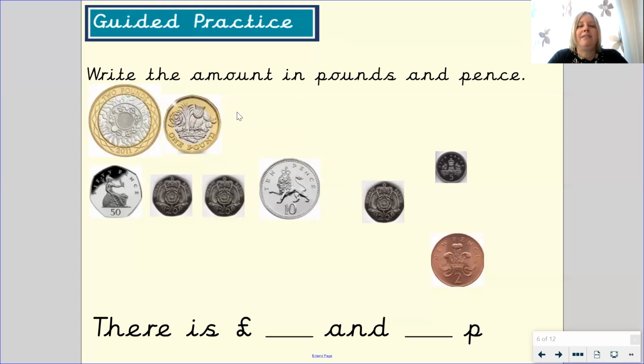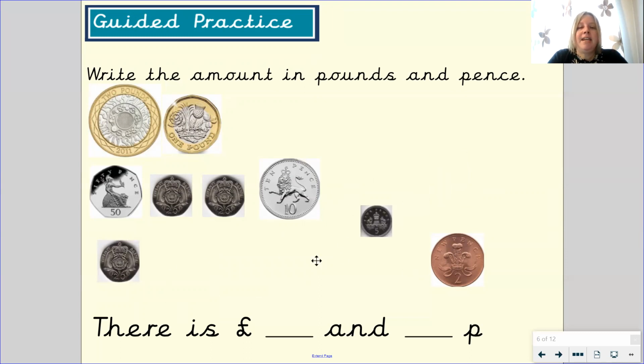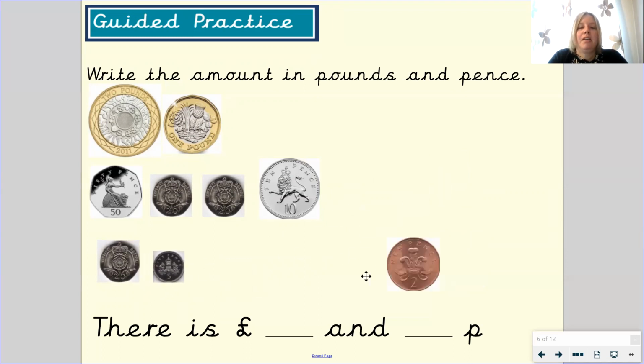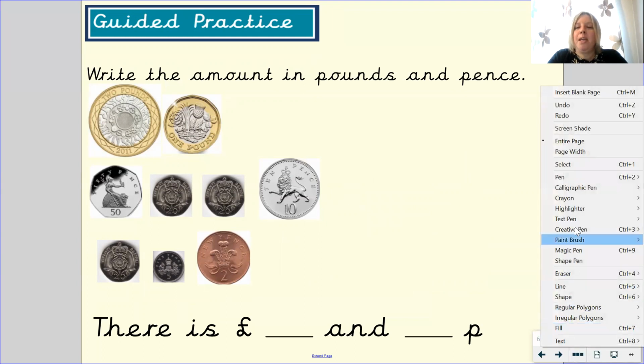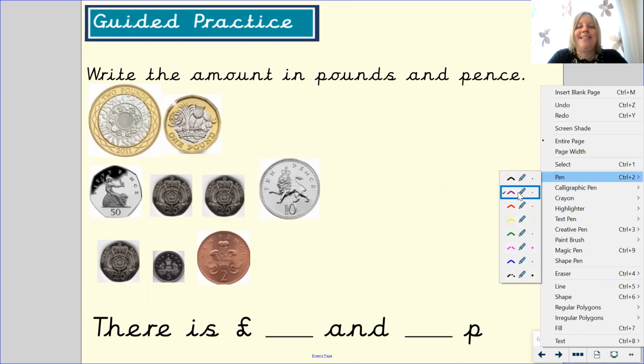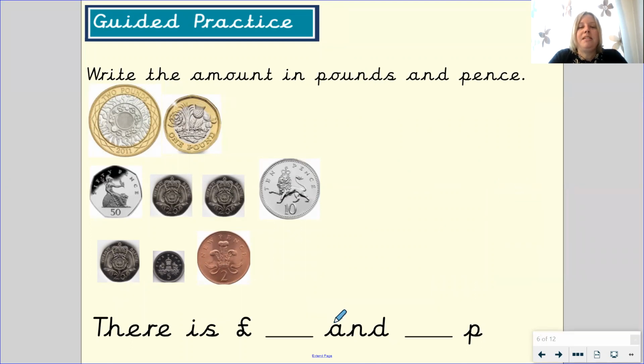So I've got £3 and £1. I have £4 all together. Now I can look at these coins that are left over and see how much I have. If I add 5p to 20p, I have 25p. If I add 2p to 25p, I have 27p. So let's see how much money we have all together.